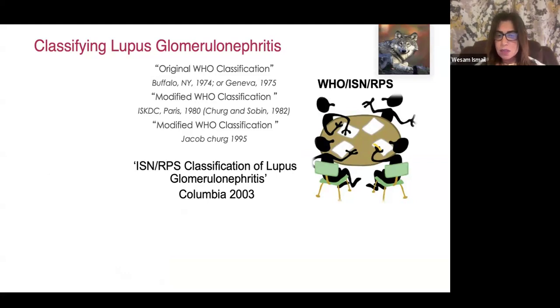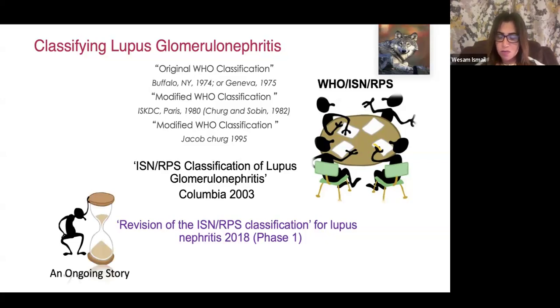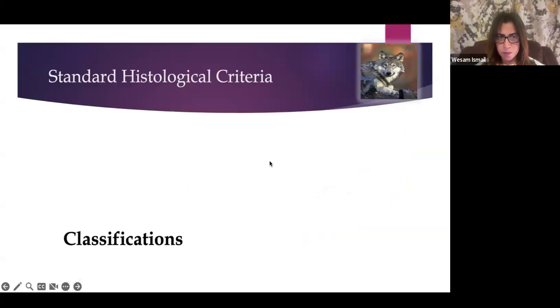Now 21 years had lapsed, and only 4 years back, we have a revision of the ISN-RPS classification for lupus nephritis, and it's still the first phase, as I'm going to discuss. So the classification of lupus glomerulonephritis is still an ongoing story. We don't have a new classification now. We are still using the classification that we know of in 2003.